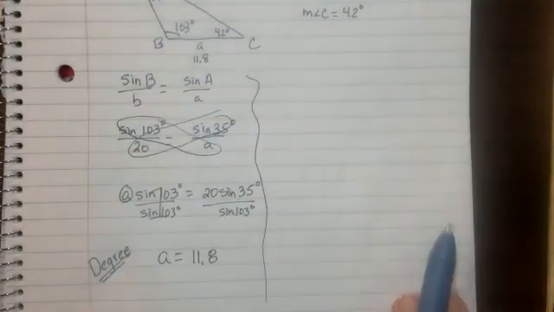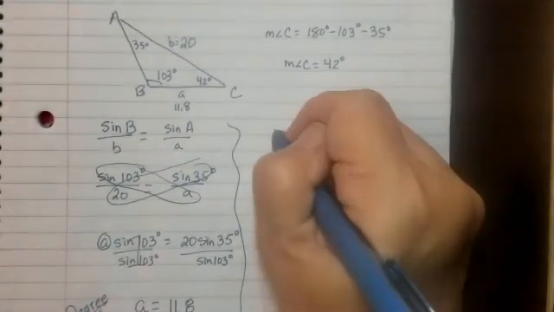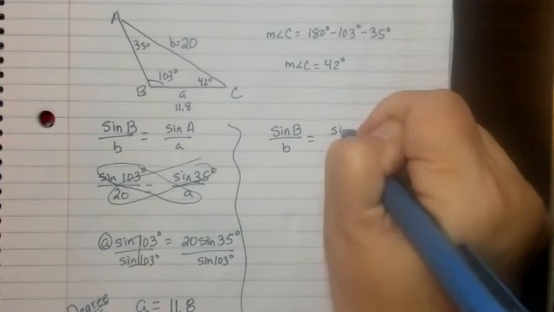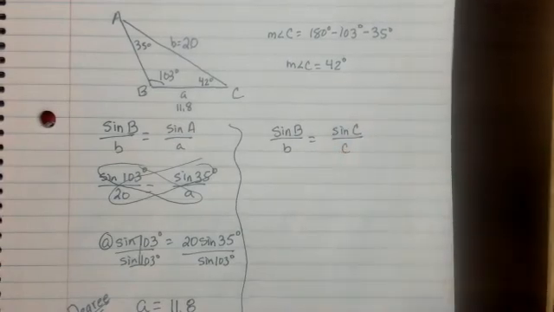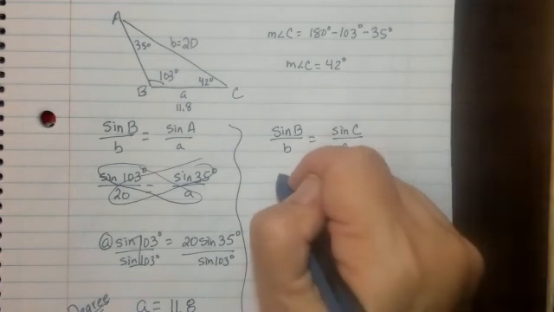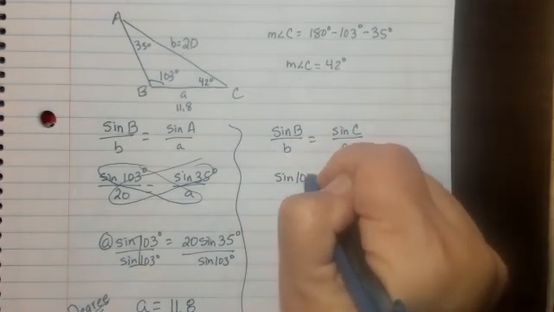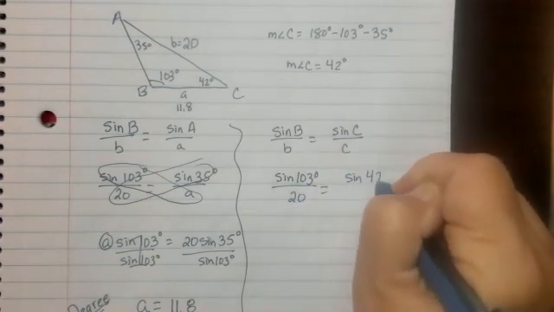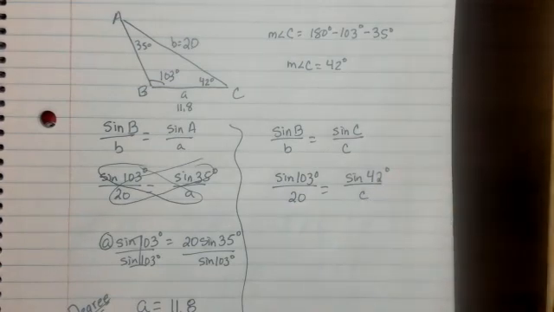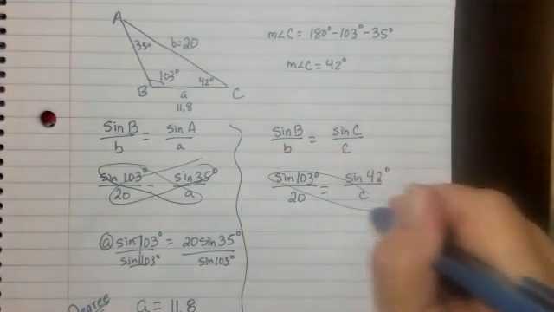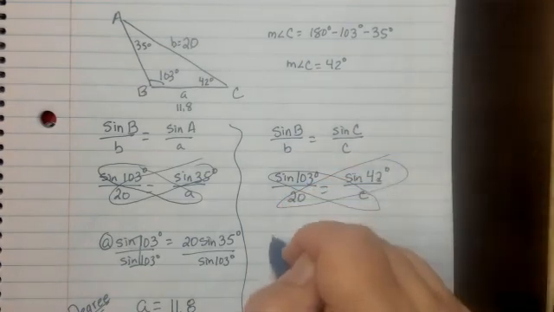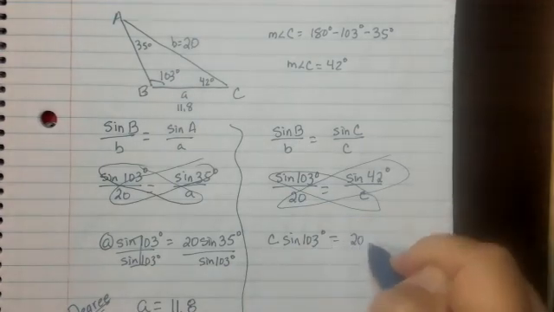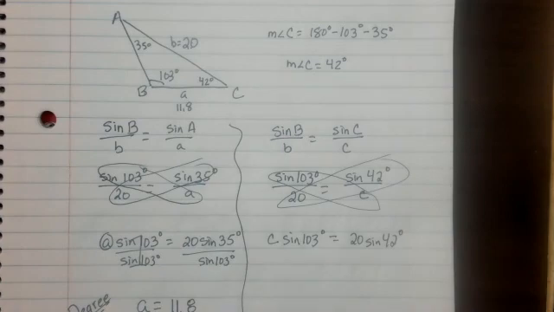And so now we're only missing side C. So again, I'm going to start with what I know. I know sine B over B. And now I'm going to set that up equivalent to sine C over C. So now again, it's a matter of plugging things in. Sine of 103 degrees over 20 is equal to the sine of 42 degrees over side C. Now we're going to do a cross product. C times the sine of 103 degrees is equal to 20 times the sine of 42 degrees.